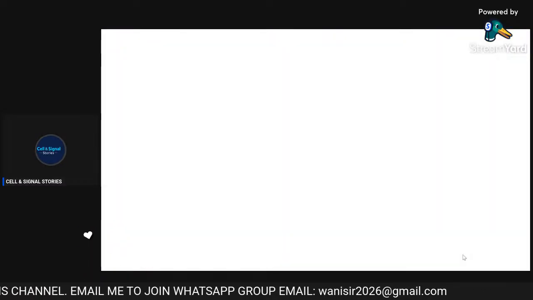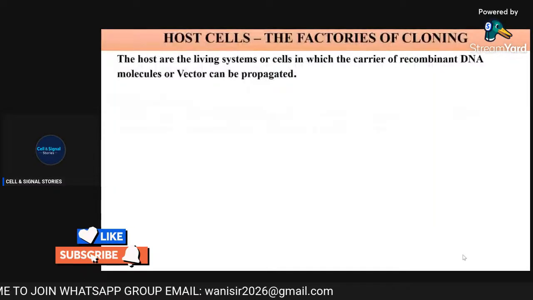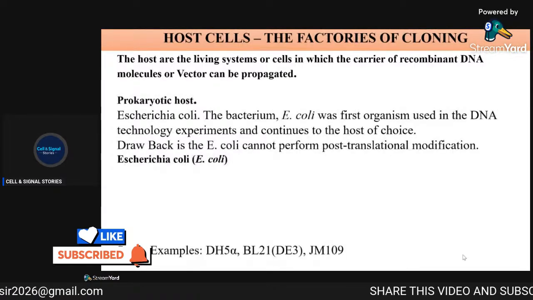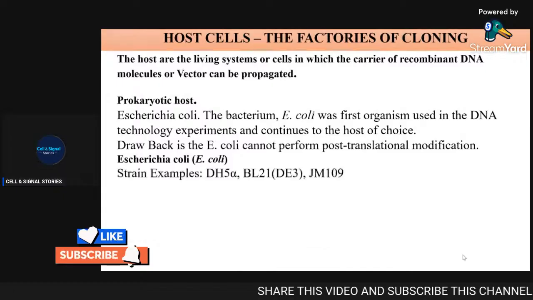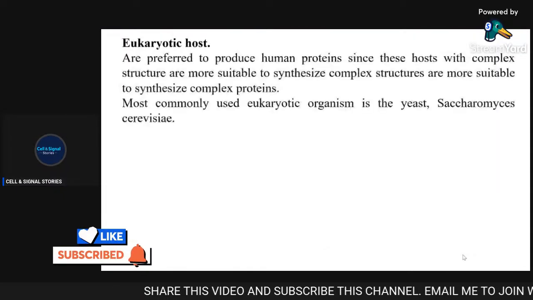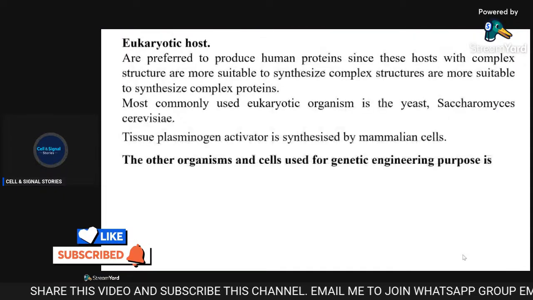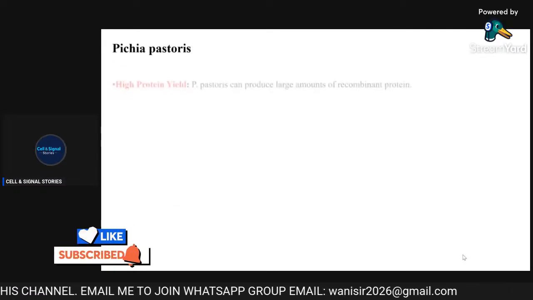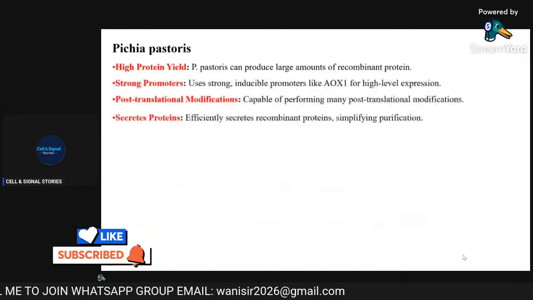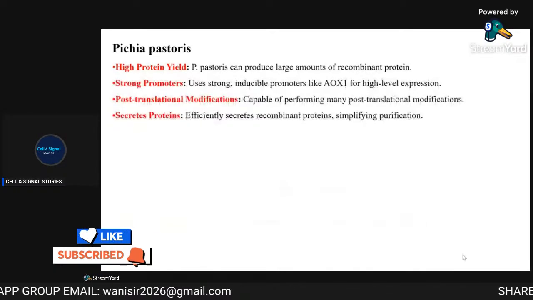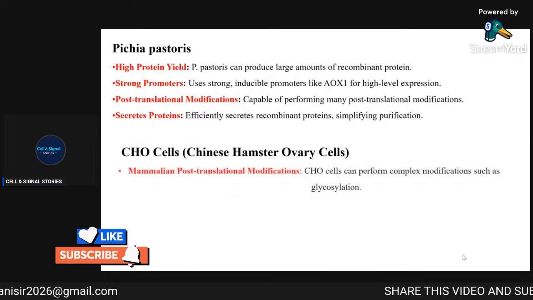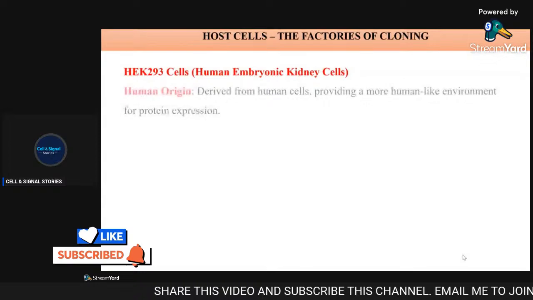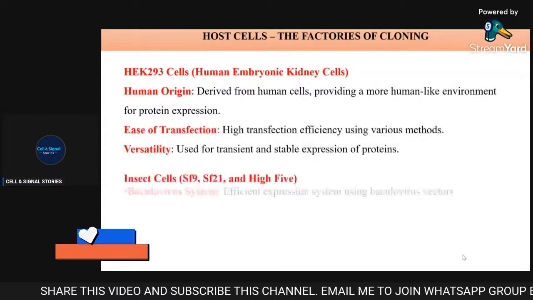We have studied the host cells and the factors of cloning, and we have explained the role of the prokaryotic host cell, the role of E. coli and Bacillus subtilis. And what are eukaryotic host cells, and why are they preferred? Then we also explained which host cells have strong promoters and post translational modification. Then we have also explained the Chinese hamster ovary cells. So check the previous videos and see what I have explained in all those videos.